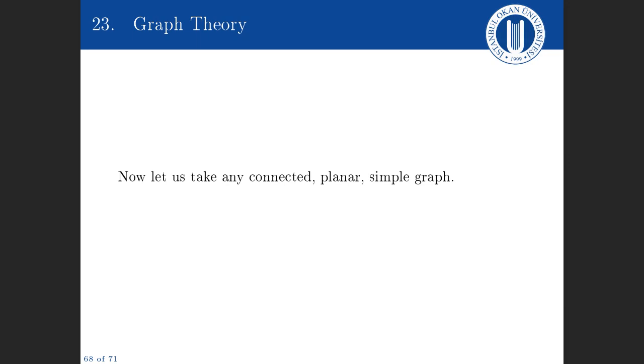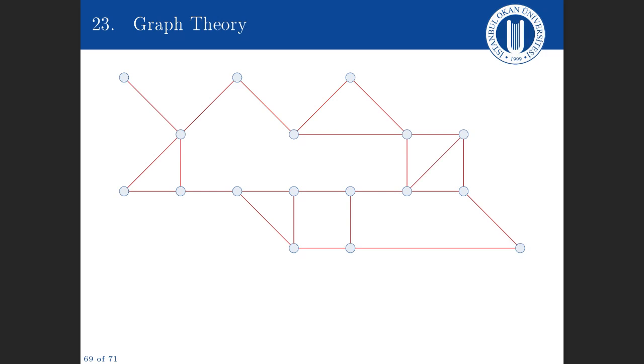Next, let's think about any connected planar simple graph. Just draw something. Draw some vertices on a piece of paper and join them up in such a way that there are no parallel edges, there are no loops, there are no intersecting edges, and make sure that all of your vertices are connected.